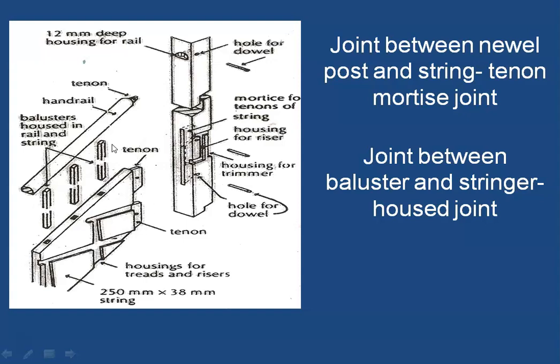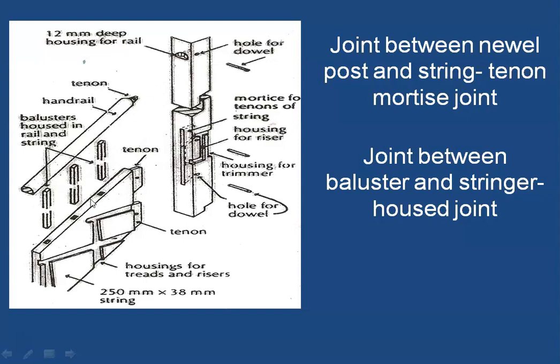Similarly, the handrail is also fixed to the Newel post by again a tenon mortise joint, as you can see. We can learn more about the details of this housed tenon mortise joint, but you can just remember right now that this is a joint between the handrail and the Newel post, and it is the tenon mortise joint again.